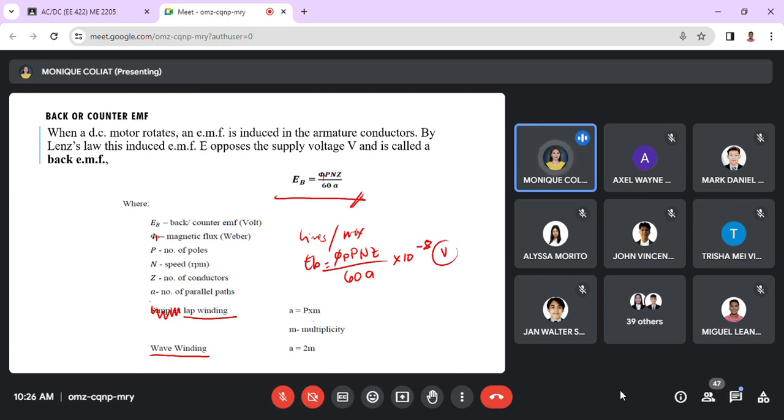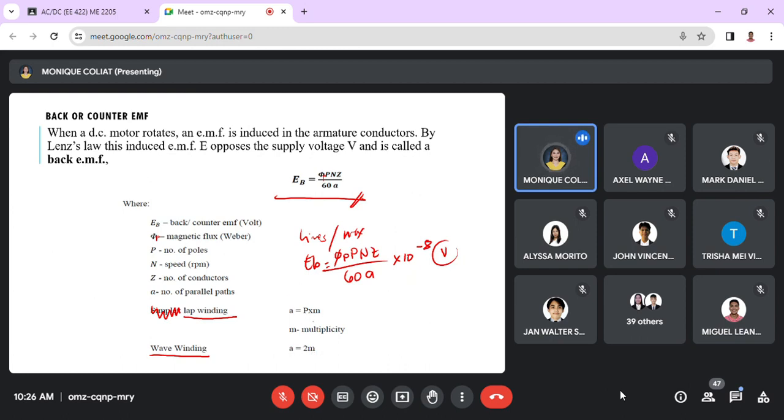Then to get A, we have lap winding and wave winding. In lap winding, A is equal to P times M, where P is your number of poles and M is your degree of multiplicity. So for example, simplex, duplex, triplex, quadruplex, and so on. Simplex is 1, duplex is 2, triplex is 3, and quadruplex is 4. Then we have wave winding, which is A equals 2 times M. And again, M is your degree of multiplicity.